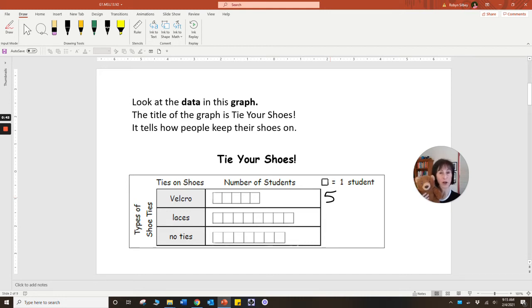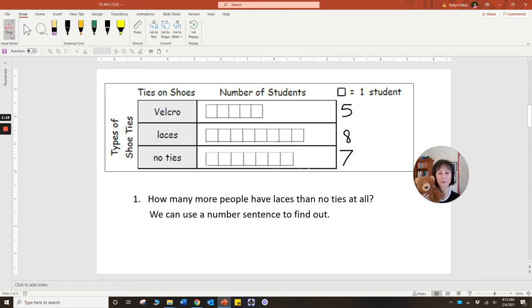Please press pause and count how many use laces and how many have no ties at all. Write these 3 numbers on your whiteboards and press play when you're ready to check. Welcome back. I hope you found that there were 8 people that chose laces and 7 people that have no ties at all. Now we're going to answer some questions about this graph.